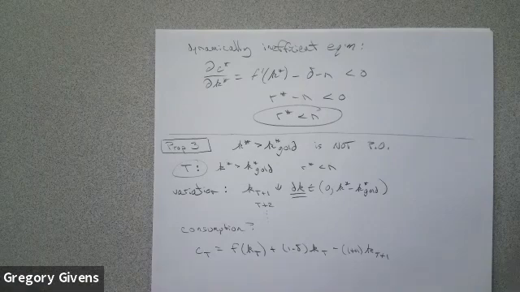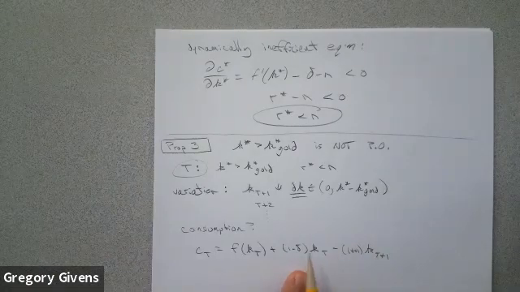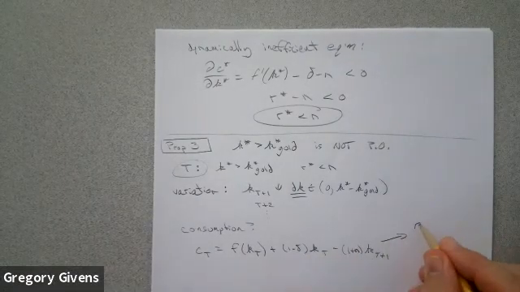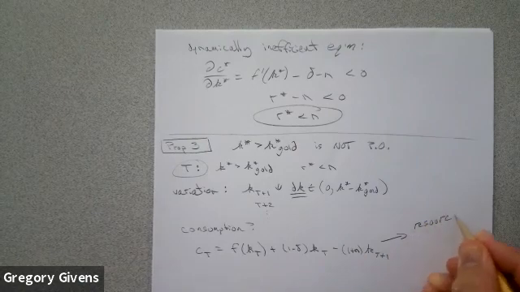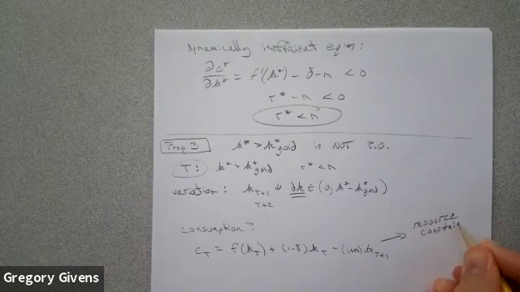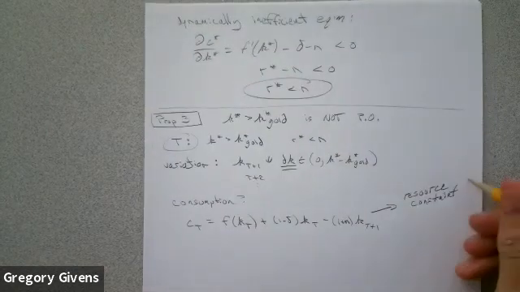Yes. C_t should be equal to F(K_t) plus (1 minus delta) K_t minus (1 plus n) K_{t+1}. Again, this just comes from the resource constraint. That's why I derived that thing first.